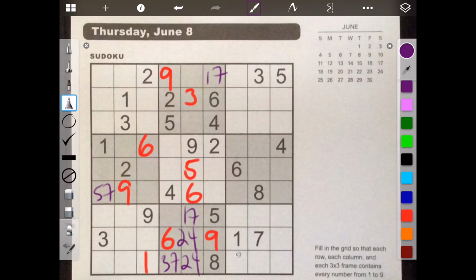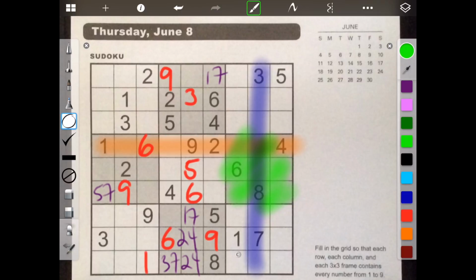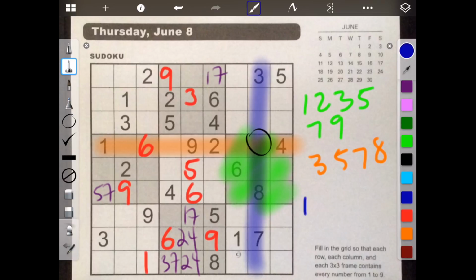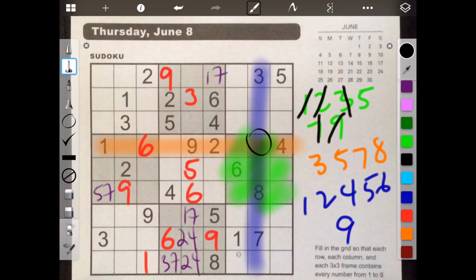Okay, so let's do an intersection so you can tell. In the frame we need 1, 2, 3, 5, 7, 9. In the row we need 3, 5, 7, 8. In the column we need 1, 2, 4, 6. Oops, we need 5, 5, 6, 9. So let's see what numbers are canceled out for the frame. 3 and 7 are canceled out for the frame. 1, 2. And 9. Oh, so that tells us that.